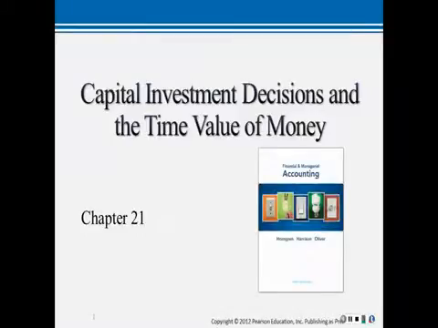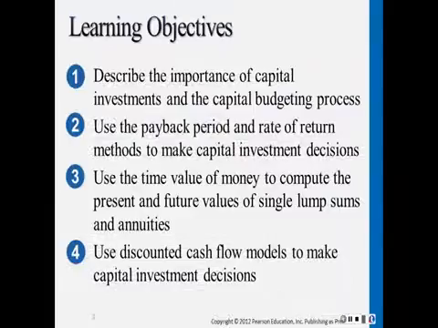Chapter 21 explains capital investment decisions and the time value of money. Learning objectives for this chapter include: 1, to describe the importance of capital investments and the capital budgeting process; 2, to use the payback period and rate of return methods to make capital investment decisions; 3, to use the time value of money to compute the present and future values of single lump sums and annuities; and 4, to use discounted cash flow models to make capital investment decisions.